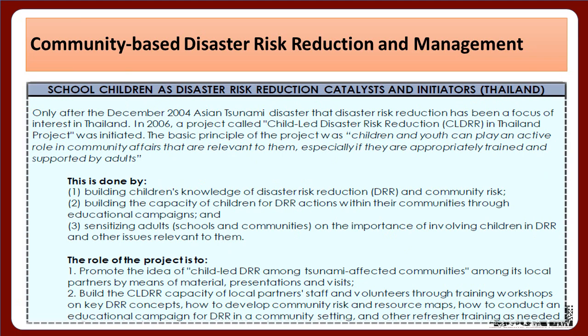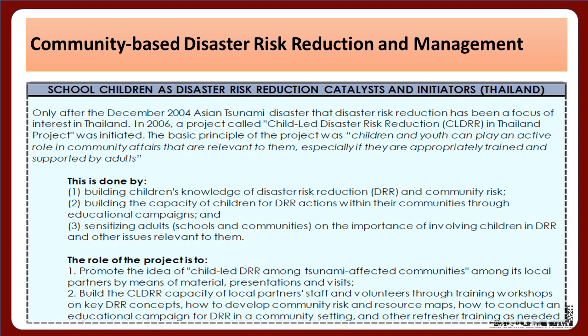Okay, so we have here an example of a community-based disaster risk reduction management done in Thailand. In Thailand they also inculcated it in their curriculum. The title of their program is School Children as Disaster Risk Reduction Catalysts and Initiators. It means that school children, when there is a tsunami in their place, will usually help in aiding, during the recovery, or during the disaster.